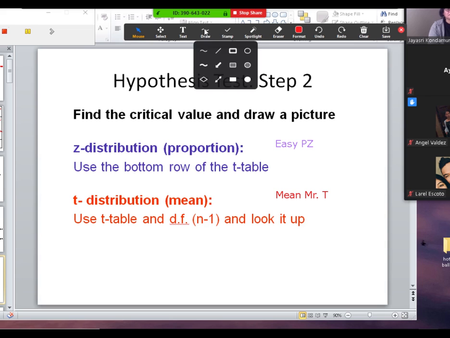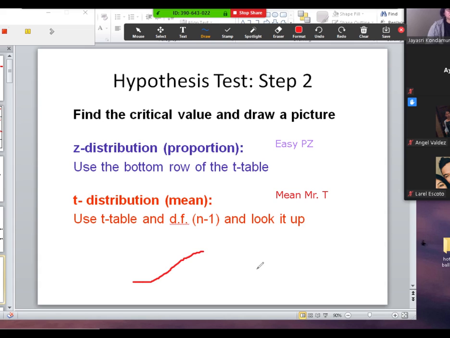All right, and then you're going to draw a picture. You've got your picture, and you're going to put in your critical value where it belongs. And again, if it's negative, then you'll make it negative. The table always gives it in positive, but if it's left tail, then your critical value should be negative, and you put your critical value in here and make it negative. And then shade the tail.